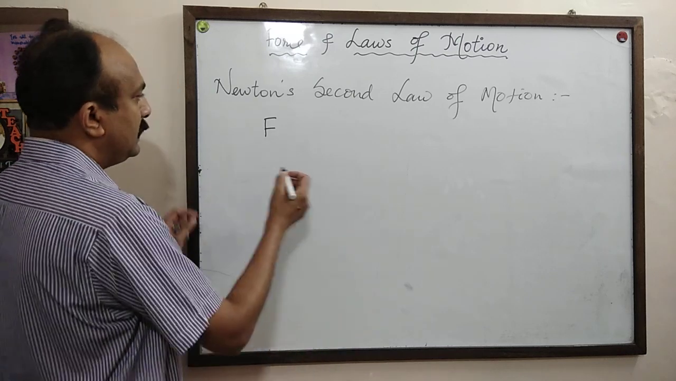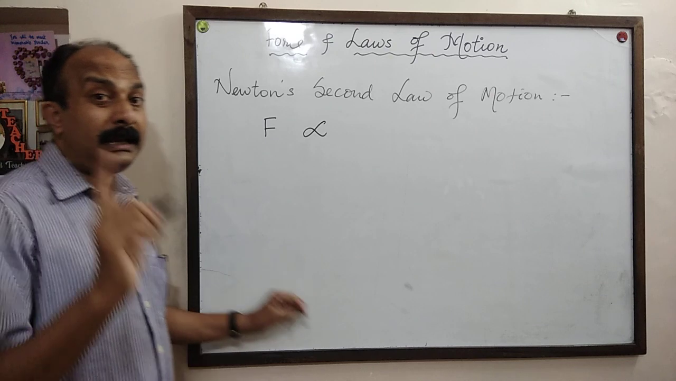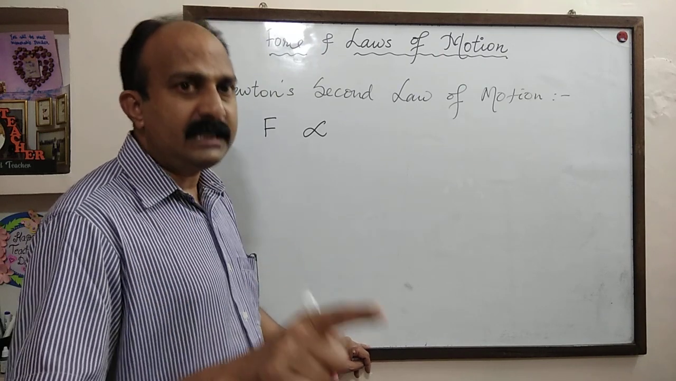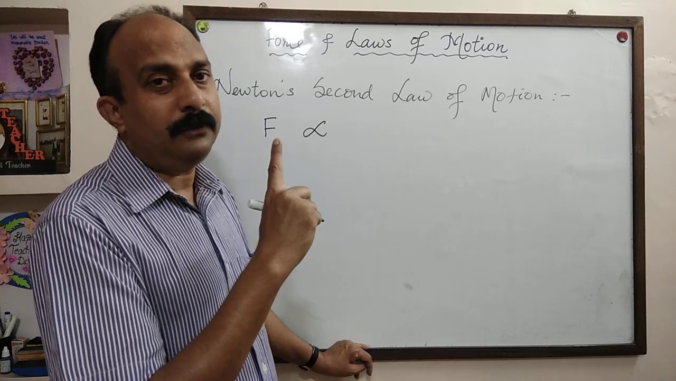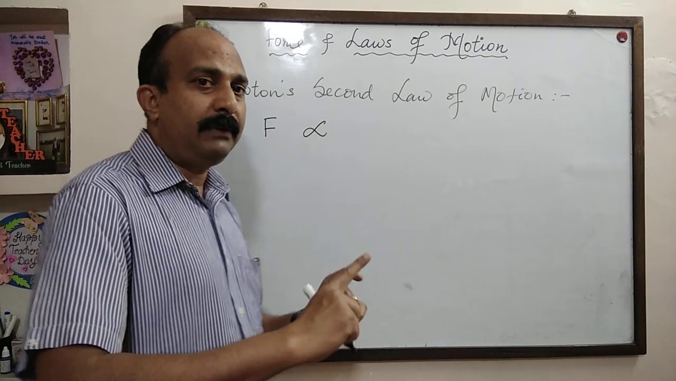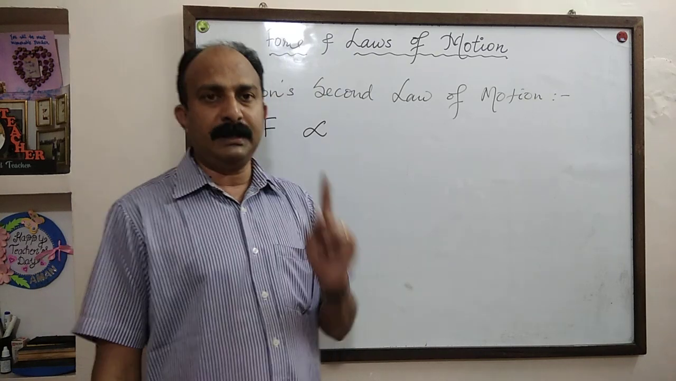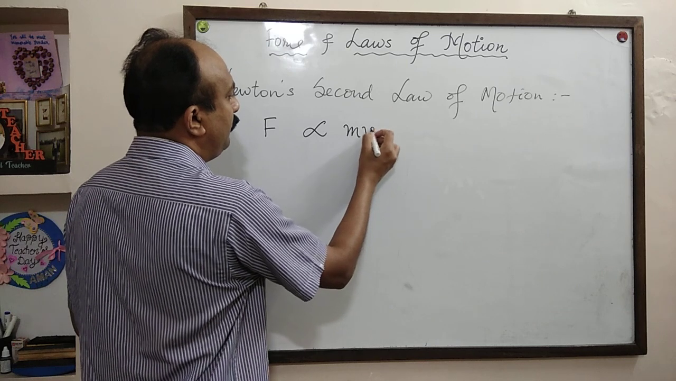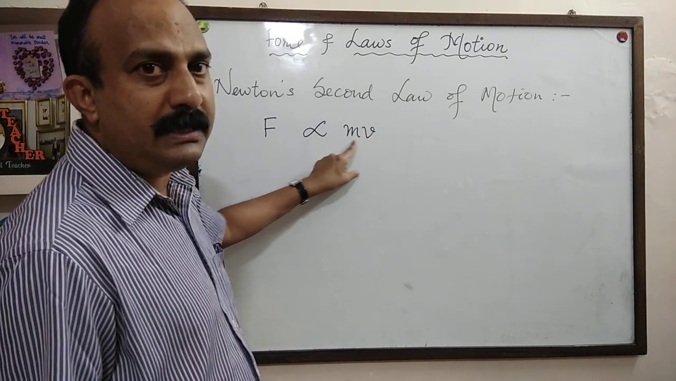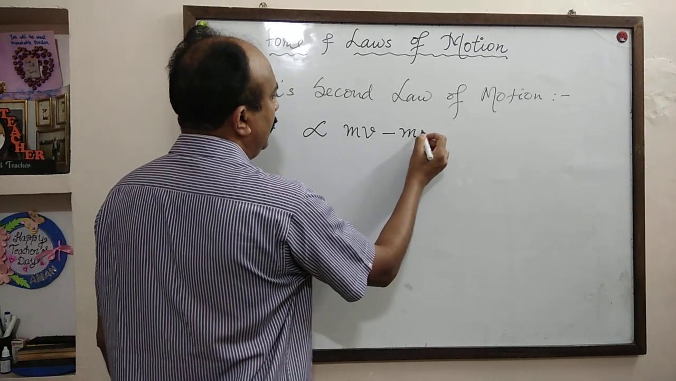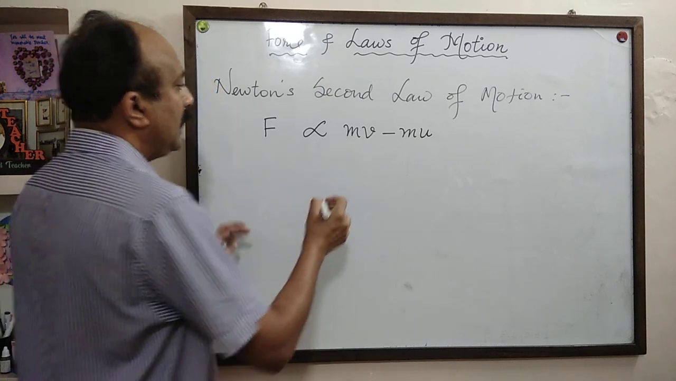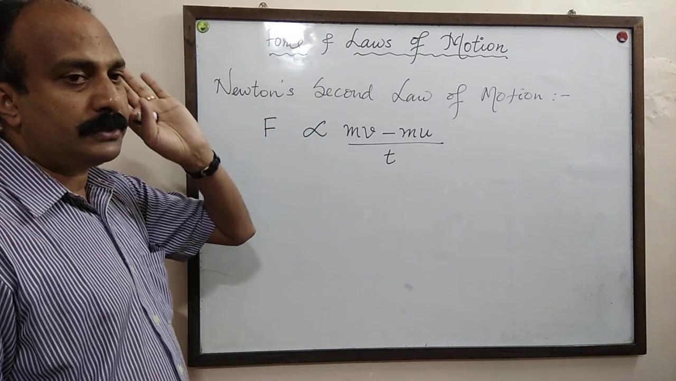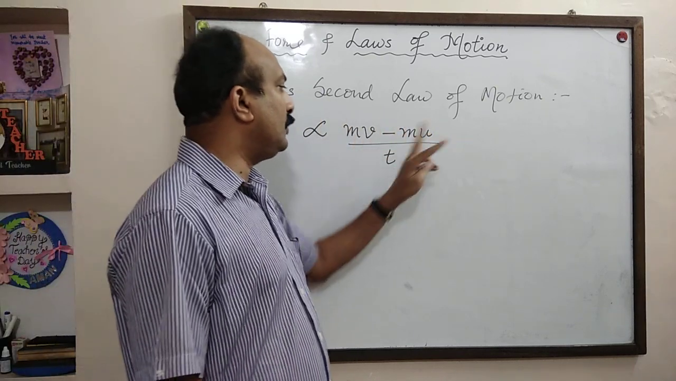Now, using Newton's second law of motion, F is proportional to the rate of change of momentum. What do you mean by rate of change of momentum? Final momentum minus initial momentum upon time. Rate of change of velocity is called acceleration. What was the formula? Final velocity minus initial velocity upon time. Similarly, rate of change of momentum means final momentum minus initial momentum upon time. So what is final momentum? If v is the final velocity, final momentum is mv. And what is initial momentum? mu, because u is the initial velocity, upon time t. So this is the mathematical statement of the second law of motion. F is proportional to (mv minus mu) upon t.